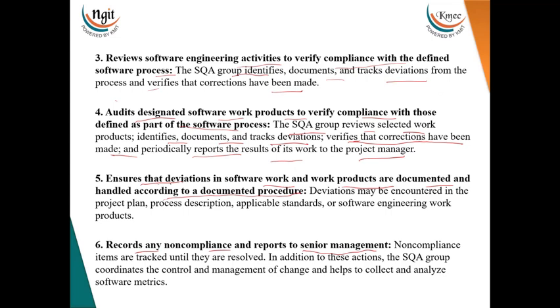Okay. Next one says this ensures that deviations in software work products are documented and handled according to a procedure. That is, deviations may be encountered in the project plan, process description, applicable standards, or software engineering work products. It records any non-compliance and reports to the senior manager. So non-compliance items means those which are not complying with the rules or procedures. Items are tracked until they are resolved.